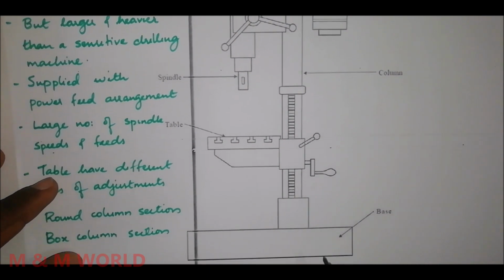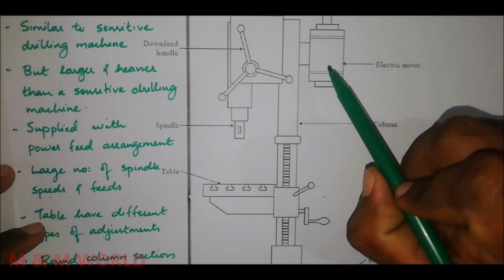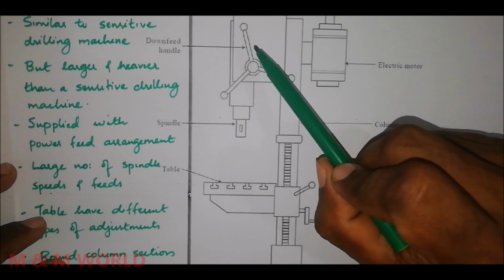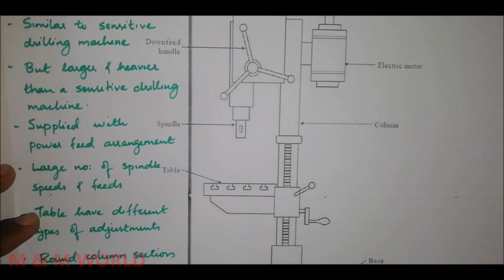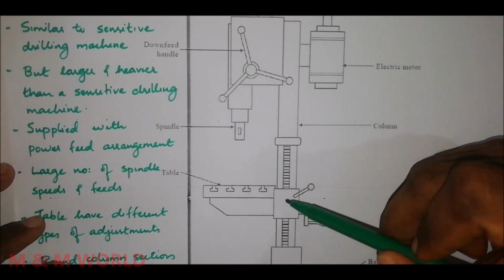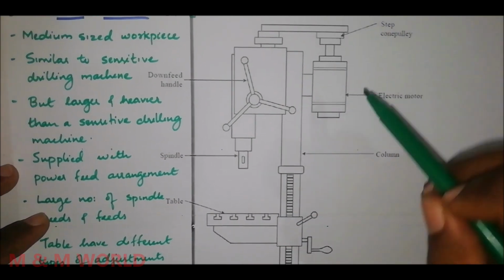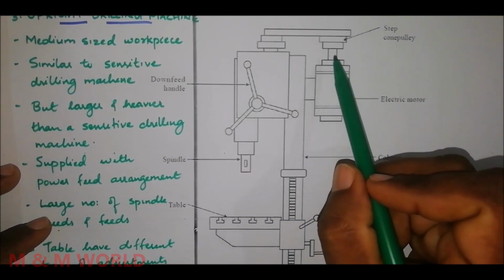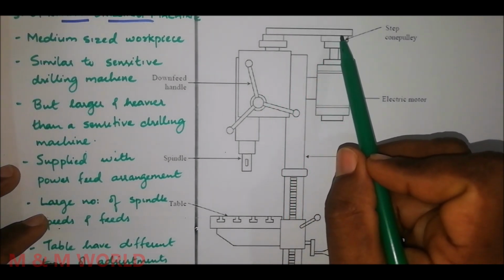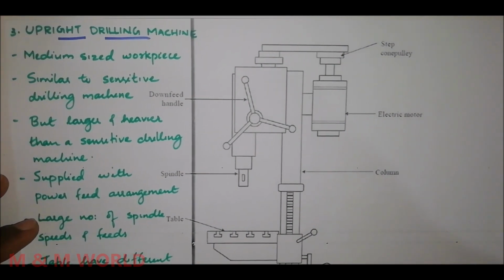Here we have a base, then a vertical column, and on the head you have the electric motor and the feed mechanism. Then you have a spindle, and on the column we can move the table vertically. The power is transmitted from the motor to the feed mechanism with the help of this belt. So this is how an upright drilling machine works.